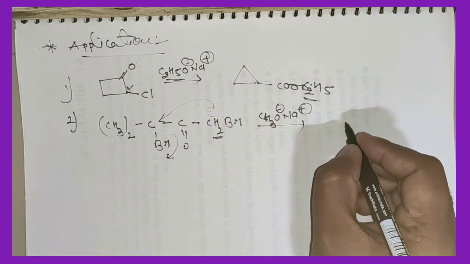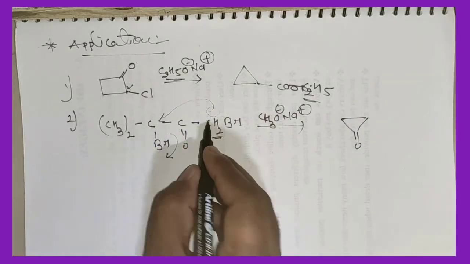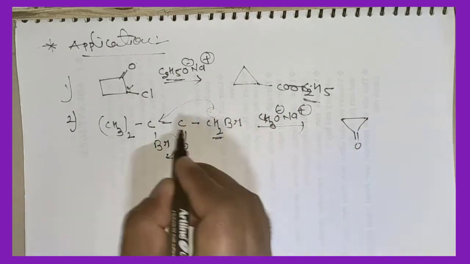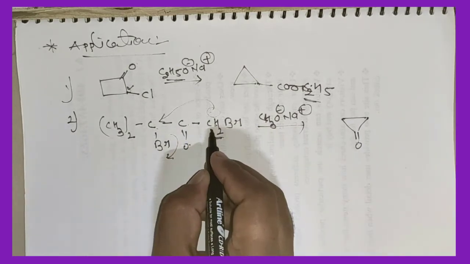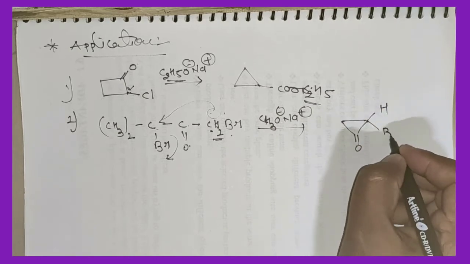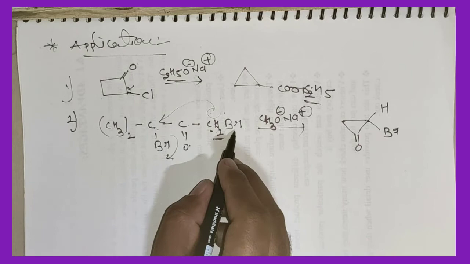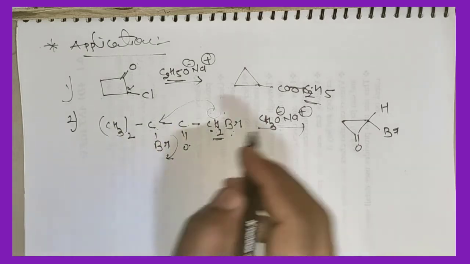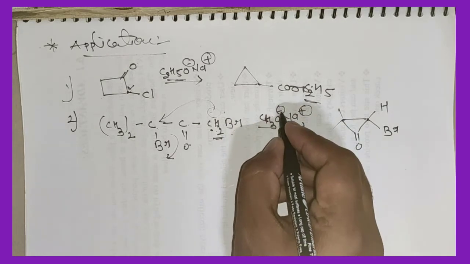So I am showing directly the intermediate. This carbon is attached with this one, this carbon is attached with this carbon. Between these two carbons, one carbonyl is there. This carbon is attached with 1H 1Br. 2H में से एक तो abstract हो गया, so 1H remains and 1 bromine. This carbon is attached with 2 methyl groups. Clear? Now this one acts as a nucleophile.